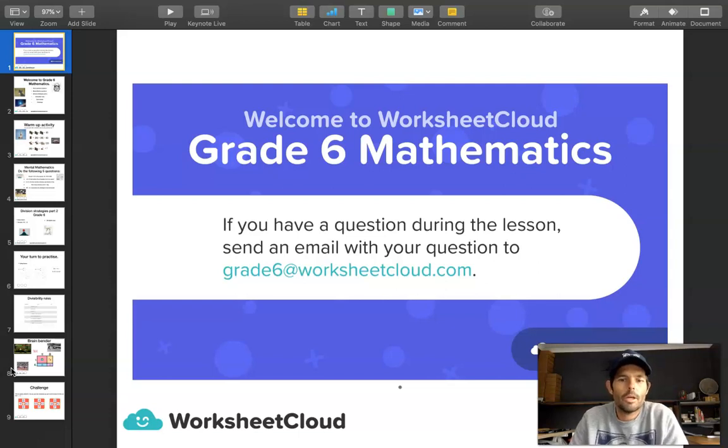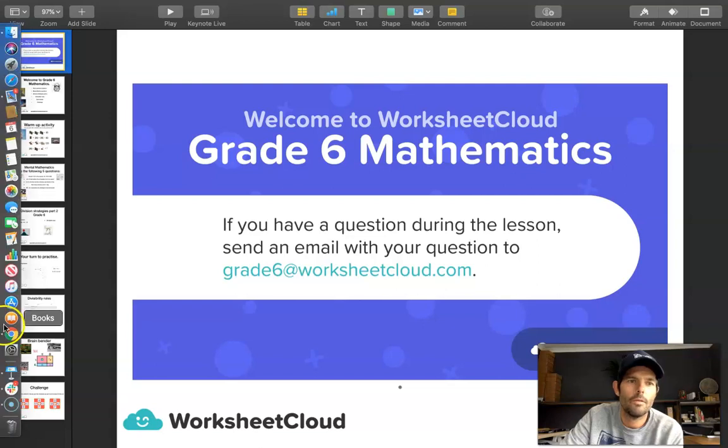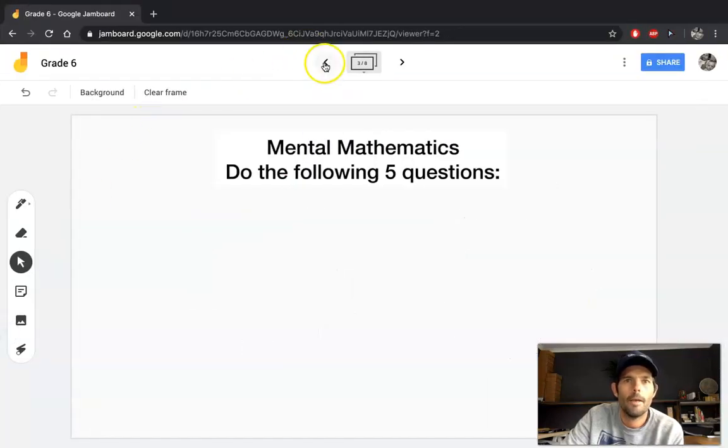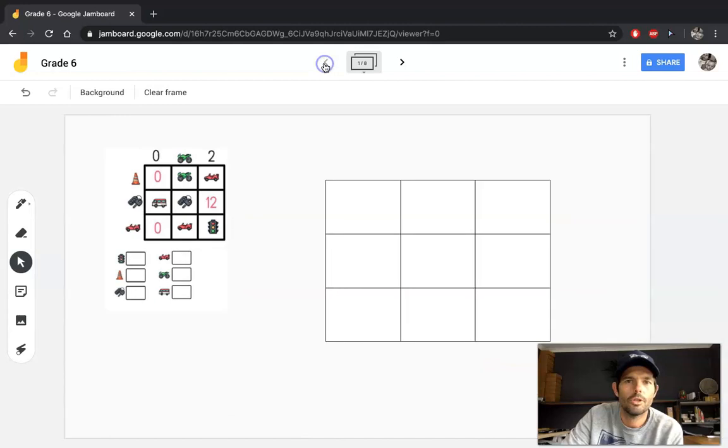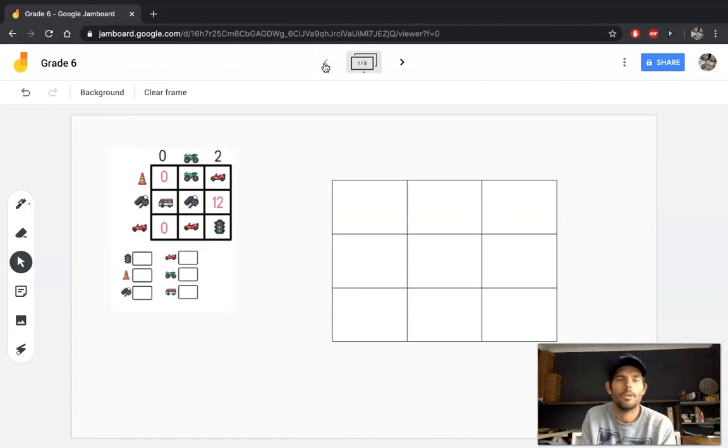Right, the first thing we're going to look at is the challenge I left for you at the end of last week. And that challenge was this challenge over here. You need to work out the value of the icons. Now, the best way to do this is through trial and error.